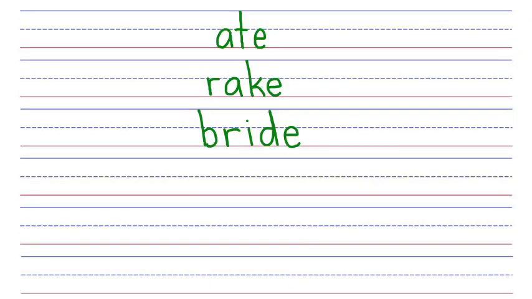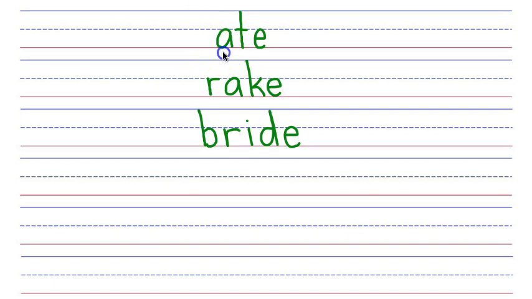Here are 3 VCE syllables. In each one of these VCE syllables, listen for the long vowel sound and final consonant sound. Ate. Rake, A, K. Bride, I, D, bride.